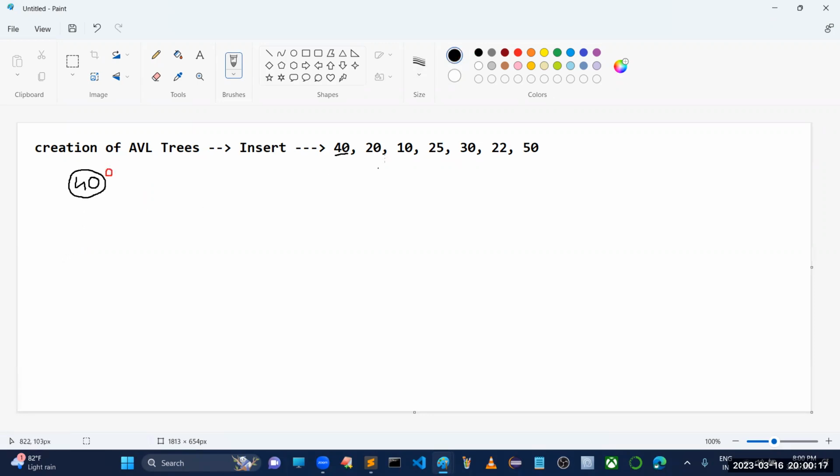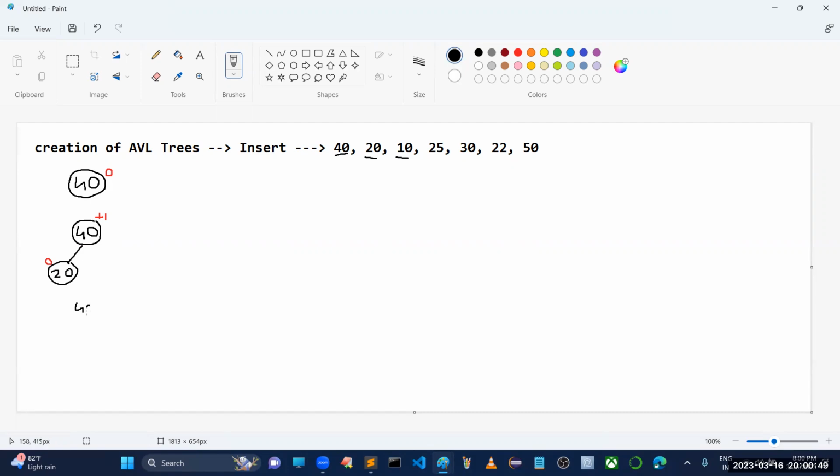Now I want to add 20. For 40, this 20 will become the left subtree. Now check the balance. Height is 1 minus 0, which will become plus 1. So no issues up to this. 20 is also inserted. Now add 10. It will become the left subtree to 20.